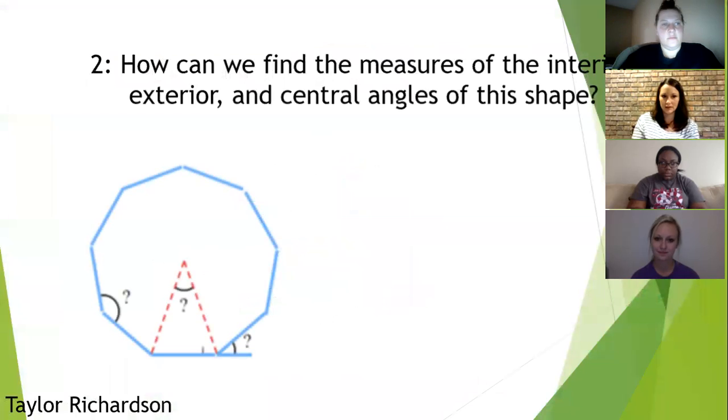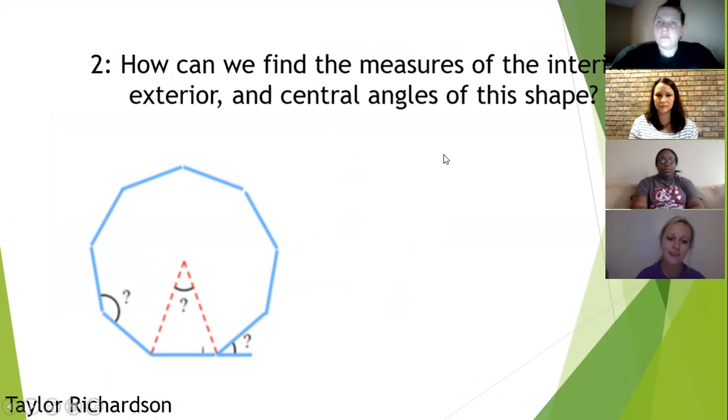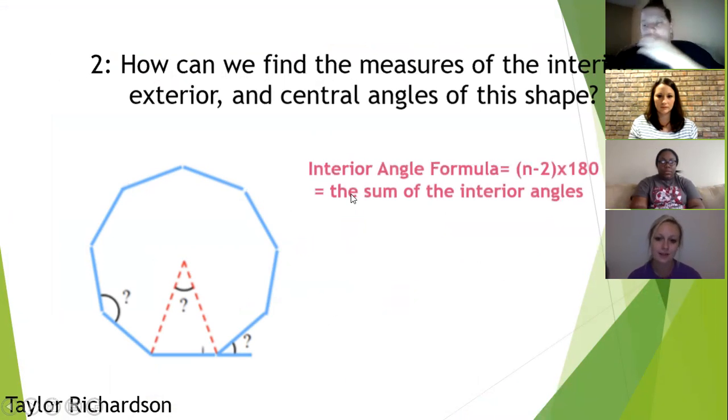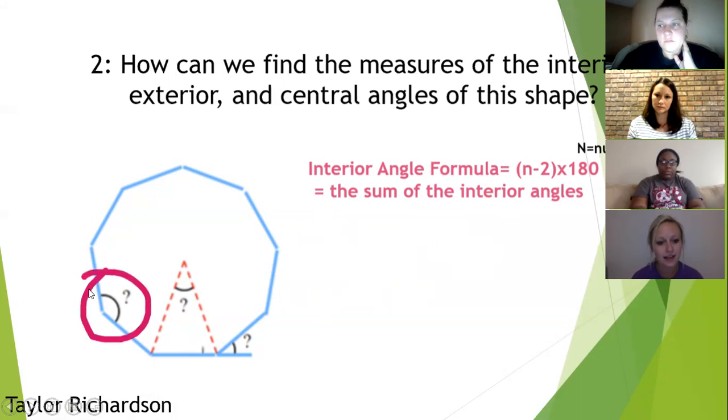All right. Taylor, how can we find the measures of the interior, exterior, and central angles of this shape? Thanks for asking, Sarah. It's important to know the difference between the interior, exterior, and central angles in order to be able to find their measurements. First, we're going to look at the interior angle. We're going to use our interior angle formula, which is n minus 2 times 180. And this is going to give us the sum of the interior angles of our shape. Right here, n is going to be equal to the number of sides in our formulas for these. And right here is our interior angle that we're looking for.